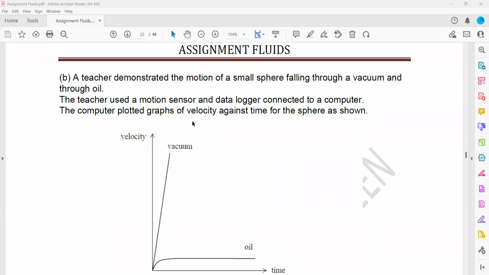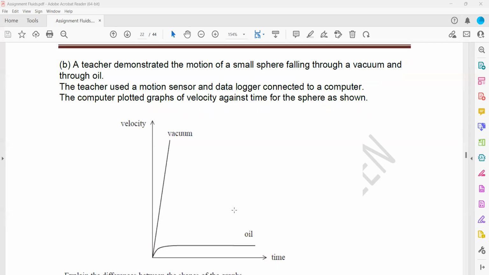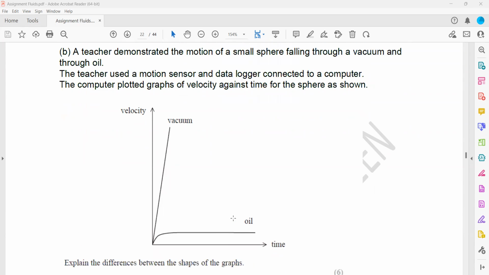In part B, the teacher demonstrates the motion of a small sphere through a vacuum and in oil. You can see it's a velocity time graph. So in a vacuum, what happened? The velocity is increasing, and the slope represents the acceleration. So in a vacuum, the acceleration is constant. But in oil, the acceleration decreases and eventually there is no acceleration, or it moves with the terminal speed.